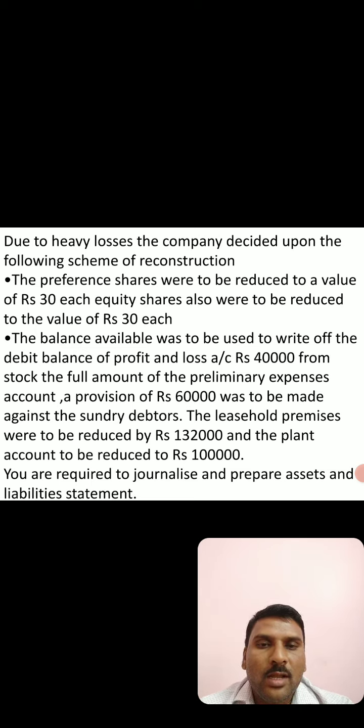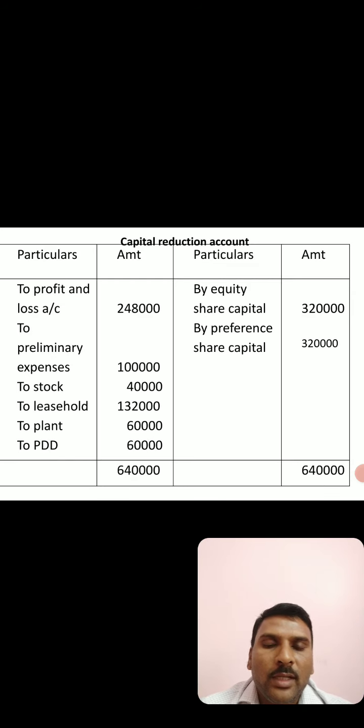internal reconstruction. According to the given information, first of all we have to calculate the total capital reduction amount collected. Such amount is shown on the credit side of the capital reduction account. By equity share capital we are getting 3,20,000, and by preference share capital 3,20,000. Here there are 16,000 shares and the old face value of share is 50. So 16,000 into 50: we have seen in the note that equity share capital was 8 lakh and preference share capital was 8 lakh, and the total capital was 16 lakh.